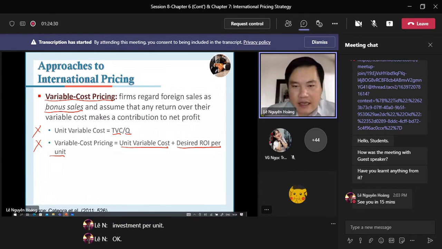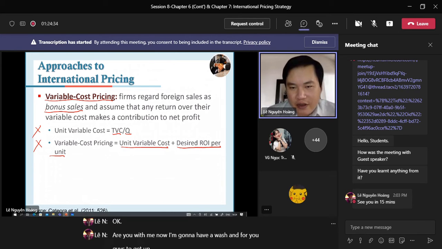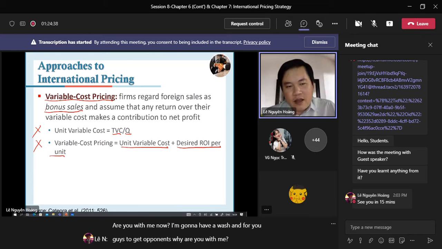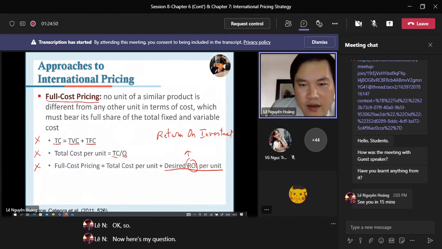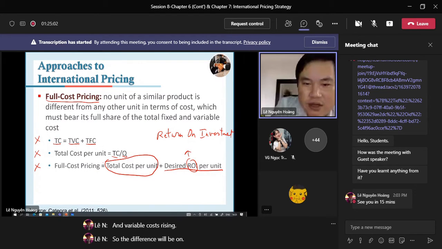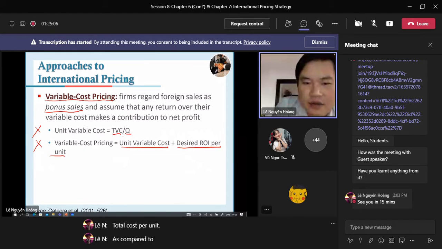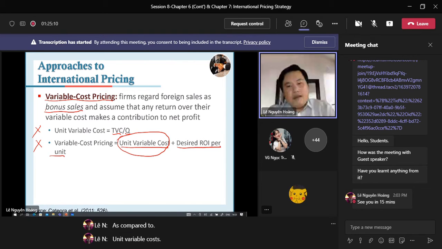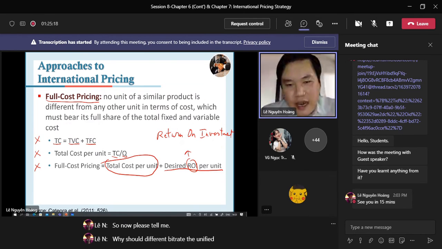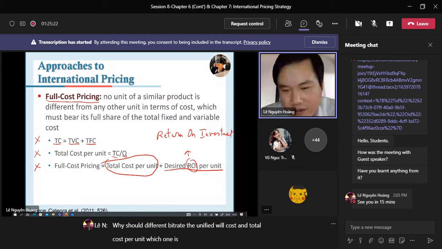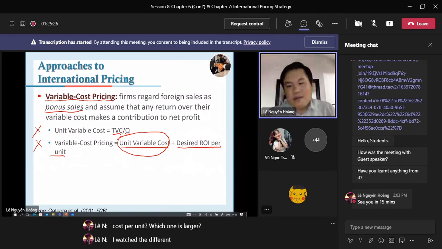Okay, are you with me now? I'm going to ask you a question to get a bonus point. If we compare these two methods, full cost pricing and variable cost pricing, the difference will be in total cost per unit as compared to unit variable cost. Please tell me, what's the difference between the unit variable cost and total cost per unit? Which one is larger? And why is there a difference? That's the first question.